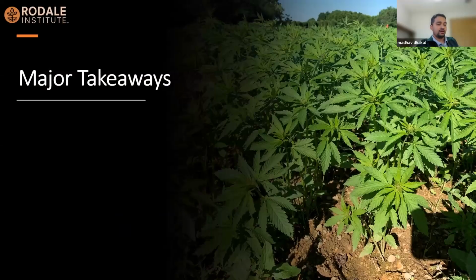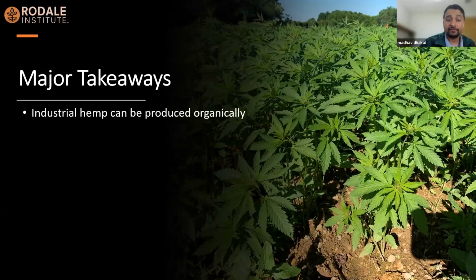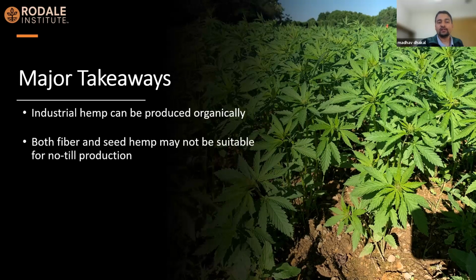So, major takeaways: industrial hemp can be produced organically, not under no-till, but with conventional tillage. Organically it can be managed really well without any weed problem. Both fiber and seed hemp may not be suitable for no-till, but it's not a confirmed result. We're going to try it with a different planter setting, so I'm hoping that we will make it happen for the no-till production system as well.